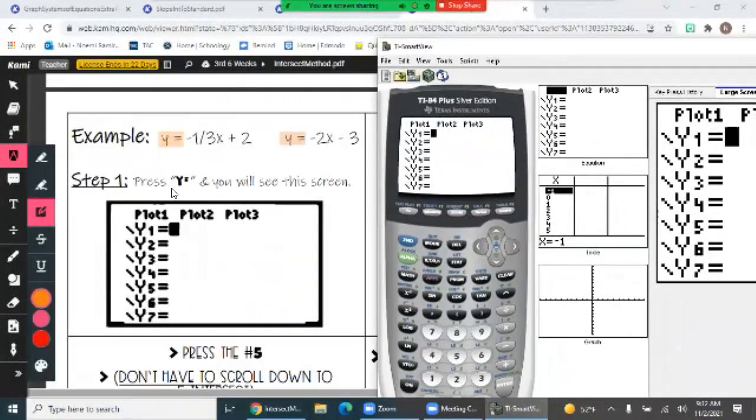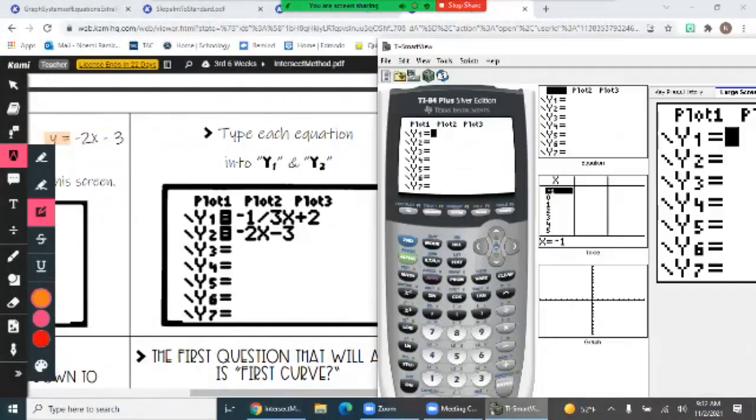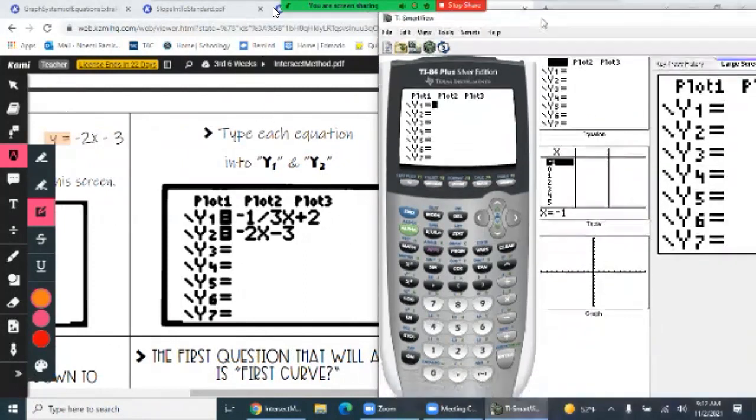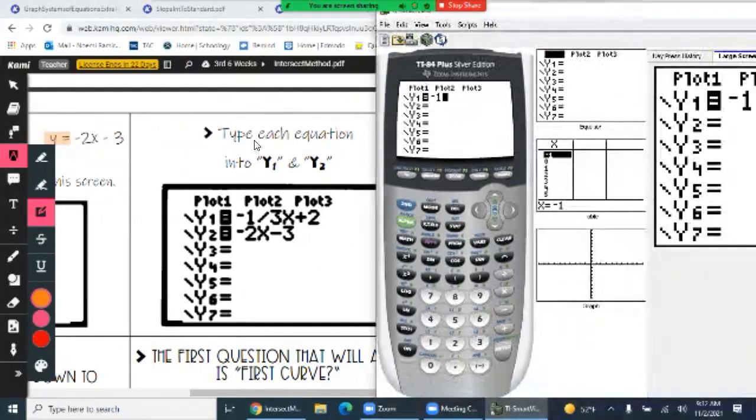So you're going to type both of them in there. Can I scroll to the side? Yes, I can. Nice. So -1/3. This is an older version of a calculator, so I cannot use alpha y equals. -1/3x plus 2, and then -2x minus 3. Those are the equations there.